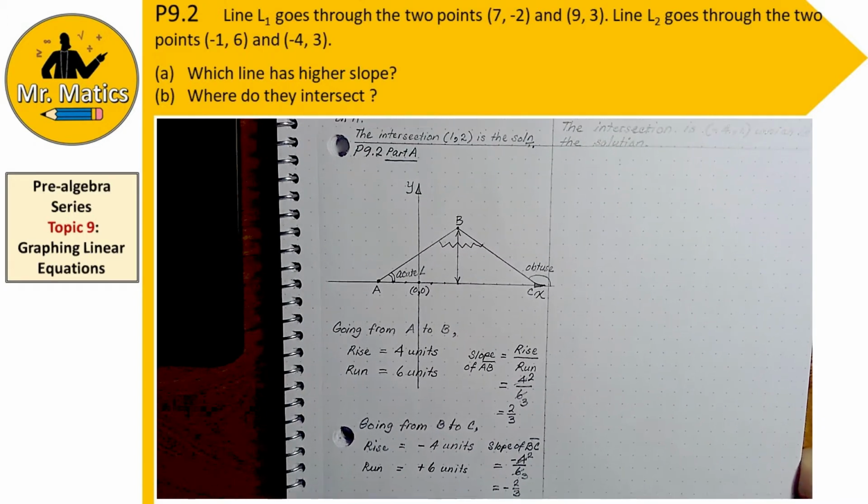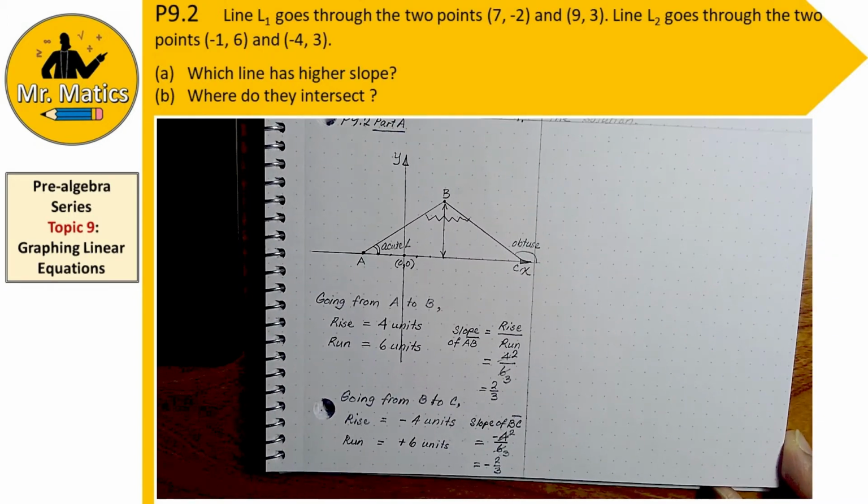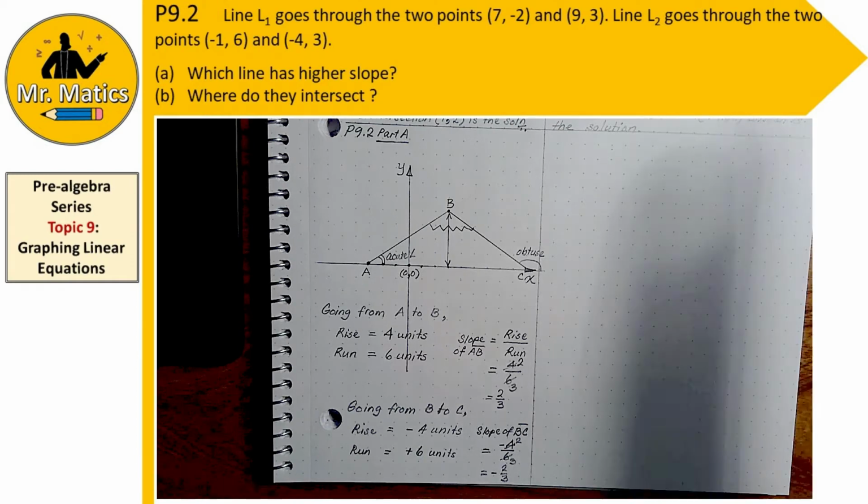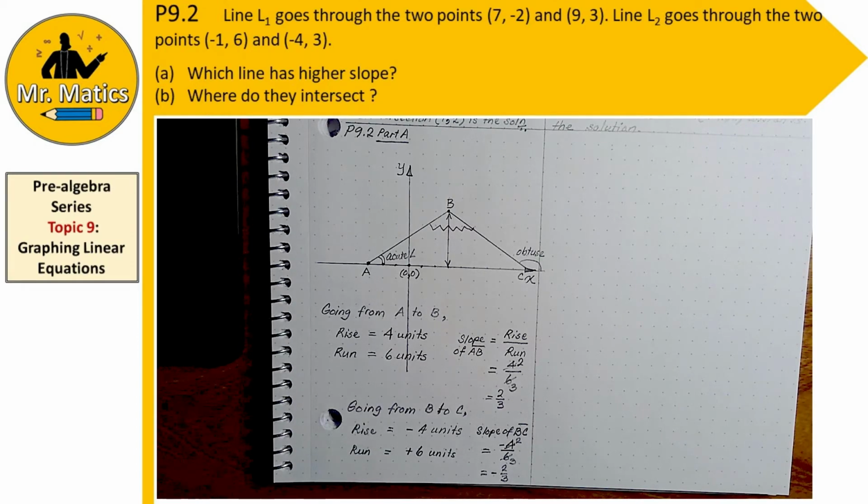Yeah. So I would like you to understand this before we proceed. What is meant by slope? When a line is going through 2 points, let's locate this line 7 and minus 2.